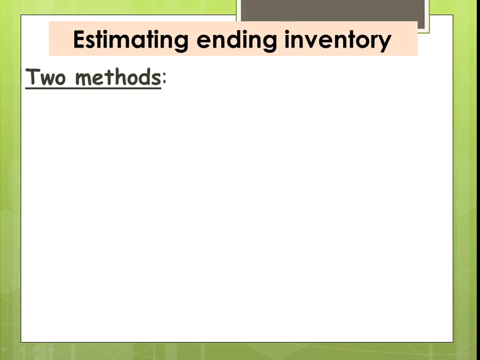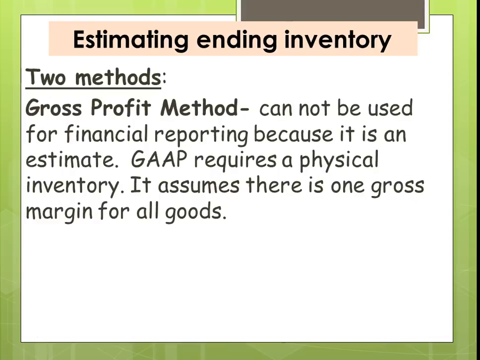Okay, again, we have two methods that we can use for estimating inventory. We have the gross profit method, which cannot be used for financial statement reporting. GAAP requires a physical inventory. It assumes there's one gross margin for all goods. So this might be good if you had a fire and you're trying to figure out how much the insurance company should pay you.